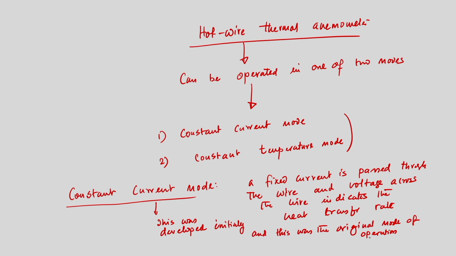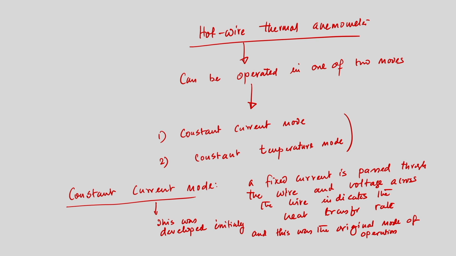So, the hot air thermal anemometer, when it was developed, was based on the fact that it can be operated using constant current mode. That means a fixed current is passed through the wire, and the voltage across the wire is measured, which is nothing but the indication of the heat transfer rate. So, this was the original mode of operation of the hot air and thermal anemometer.